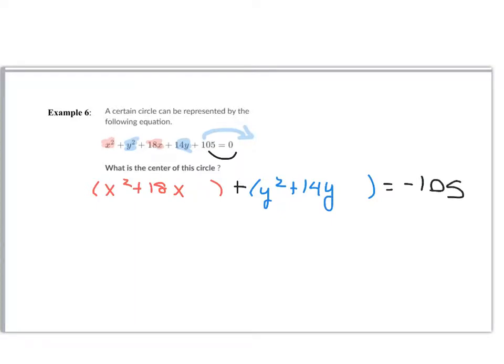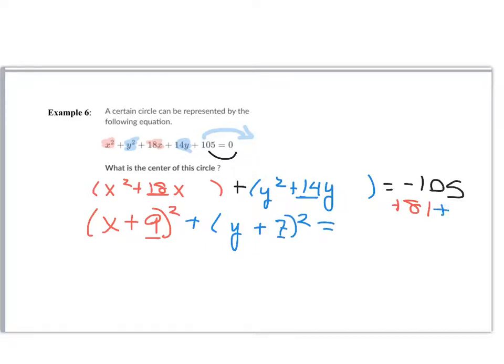And now I'm going to go ahead and solve this. So x plus half of that, which is 9 squared. Now 9 squared is 81, so we're going to add that to the other side. Plus, and now we go to y, half of 14, 7 squared. And 7 squared is 49. So when you add this all up, you end up with 25. So what is the center? -9, -7. All right, cruising right along.